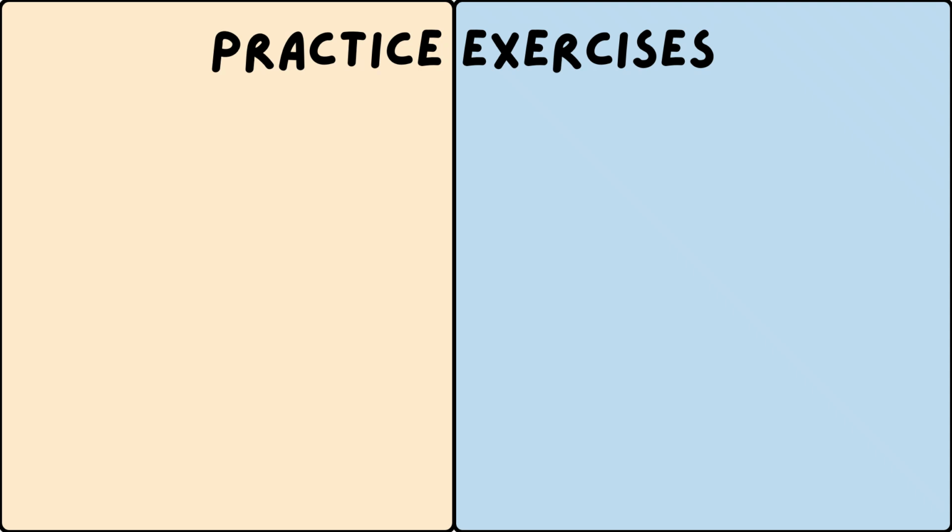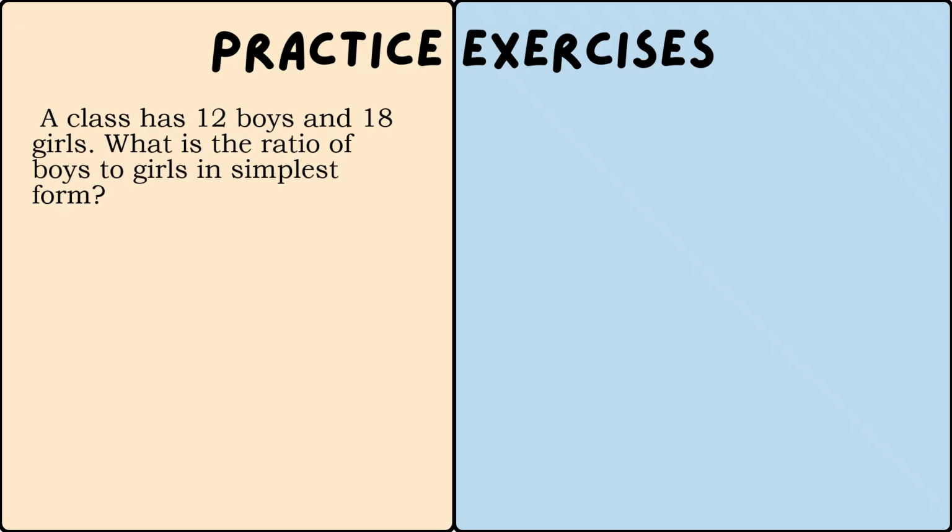Now it's time to practice. These exercises use real-life situations to help you see how ratios are applied in everyday activities. Let's sharpen our skills by solving and understanding its examples step by step. A class has 12 boys and 18 girls. What is the ratio of boys to girls in simplest form? A. 12 is to 18, B. 2 is to 3, C. 3 is to 2, or D. 6 is to 5. What do you think the answer?